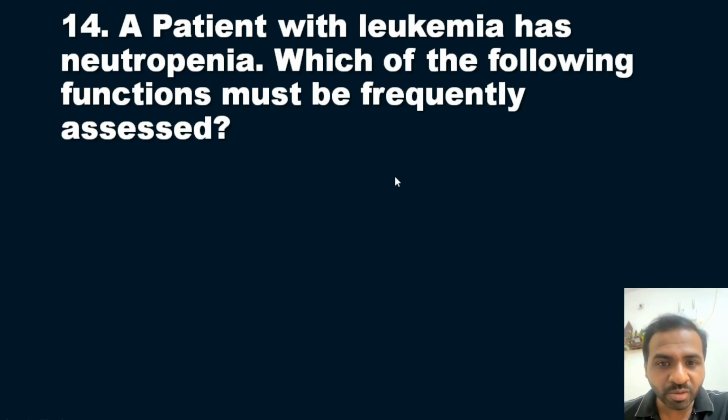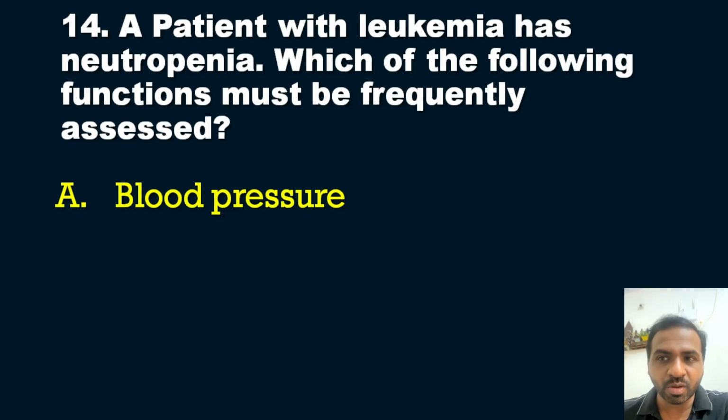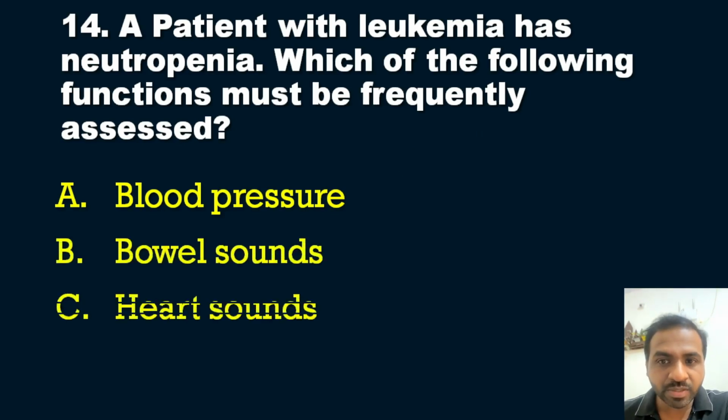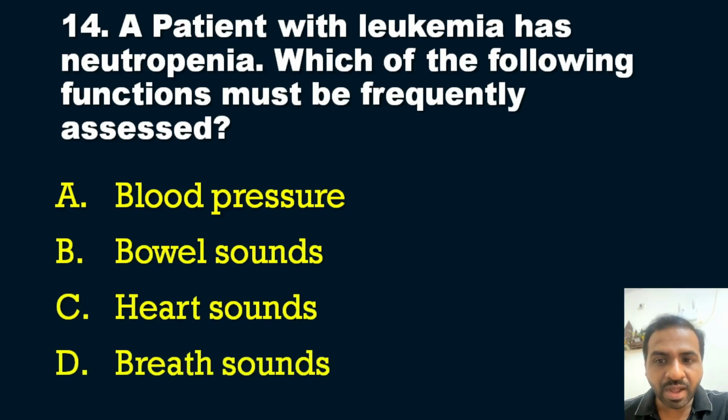Think about the neutropenia and answer the question. Your options are: A, blood pressure; B, bowel sounds; C, heart sounds; and D, breath sounds. Which one should be assessed for a patient with neutropenia diagnosed to have leukemia? So what is the answer? Obviously the answer is option D, that is breath sounds.